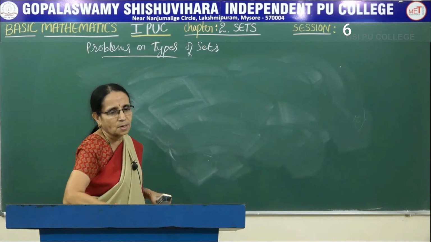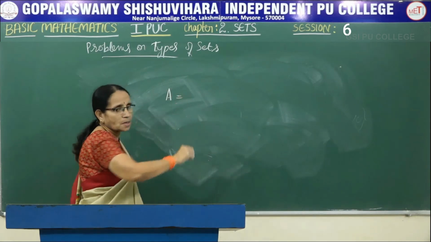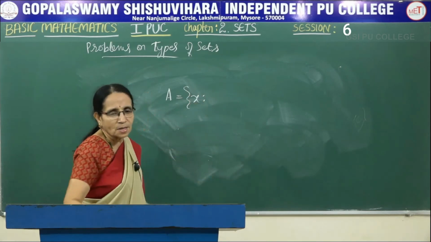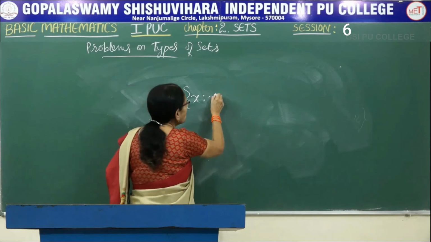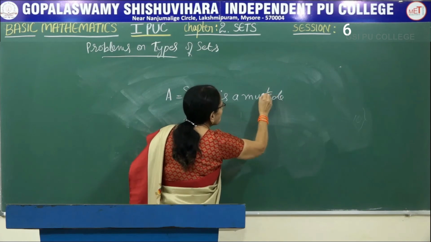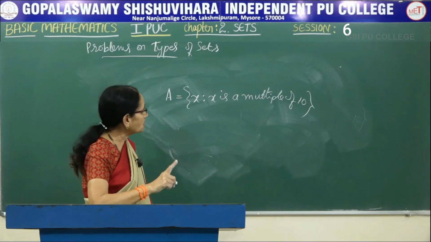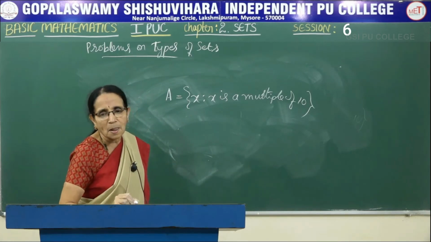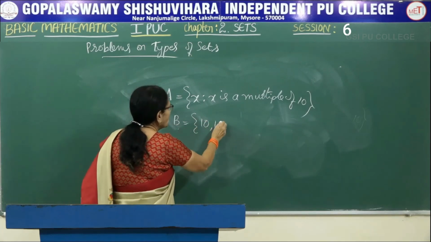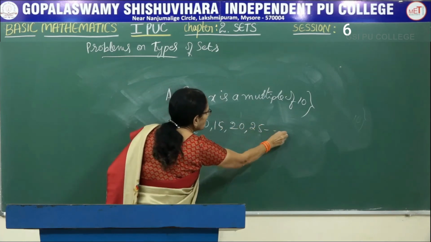They are unequal sets. Now, let me take another set here. Set A contains all X such that X is a multiple of 10. This is the first set. I am giving that in the set builder form. That is a rule method. And the set B is given in the roster form: 10, 15, 20, 25, etc.